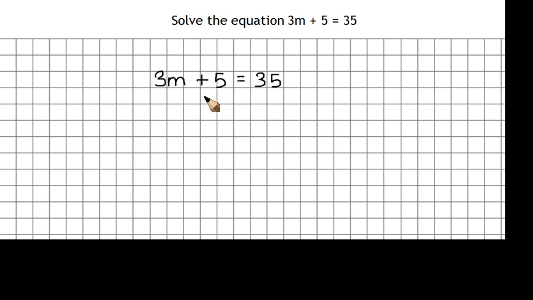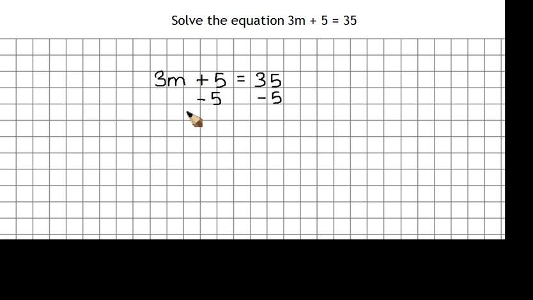So we're going to look at the inverse operation. Now the inverse of adding 5 is taking away 5. Now remember, if we've taken away 5 from this side, to make sure it all stays balanced, we must take away 5 from this side as well.